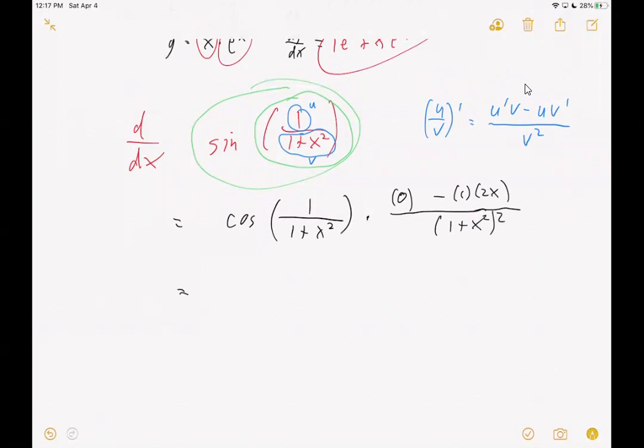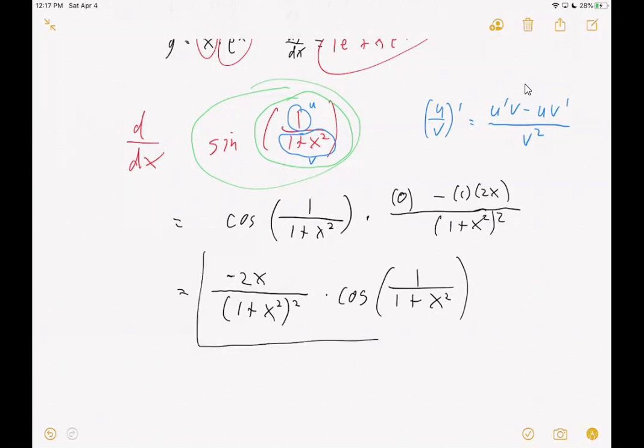So the final answer isn't going to look like this. The algebraic part, the negative 2x in the numerator over 1 plus x squared, the quantity squared, times the cosine of, we put the trigonometric part at the end, cosine of 1 divided by 1 plus x squared. Okay, so that is the answer.